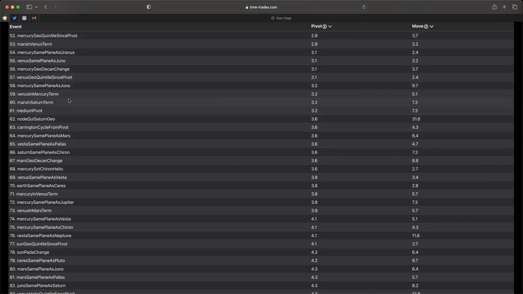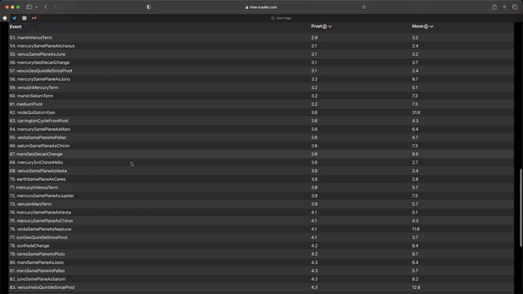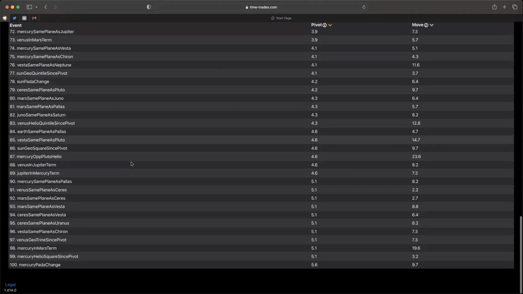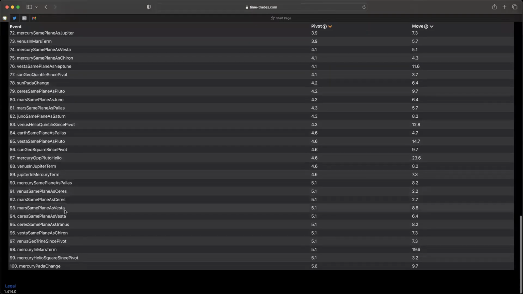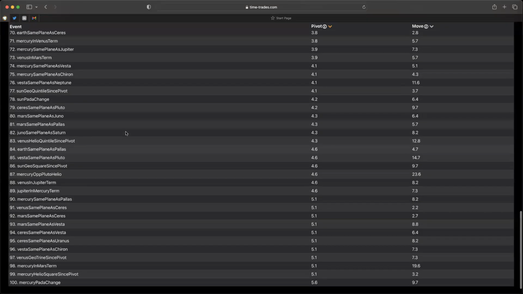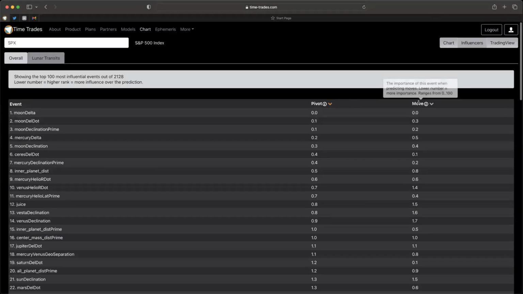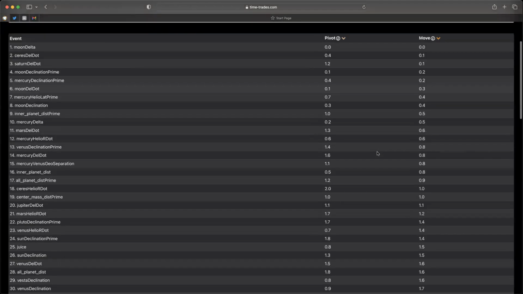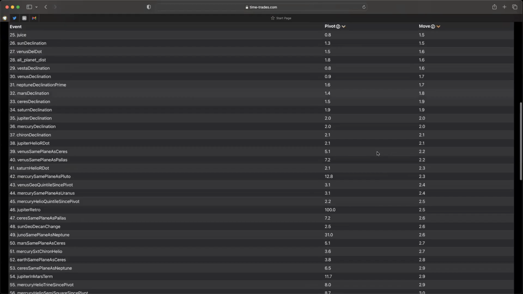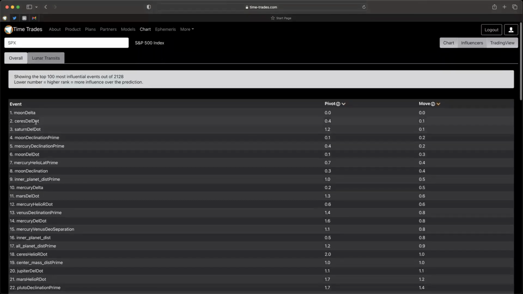Okay, so we've got some terms, which is great. Medium pivots, those show up as well in the trading view indicator. And yeah, then we get into a bunch of same plane items, which is interesting. That's when a pair of planets are on the same plane as each other. Basically, they're both north of the ecliptic or south of the ecliptic. Okay, so I wanted to give you a quick tour of that. That's available for both pivots and moves. Okay, so the top 100 are here, and all of this is available to all Time Trade subscribers.